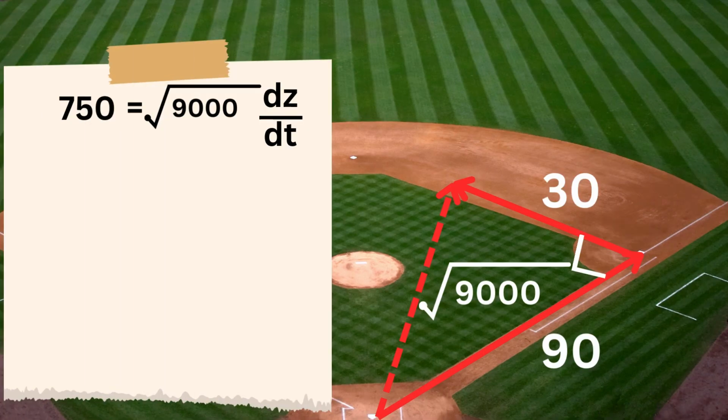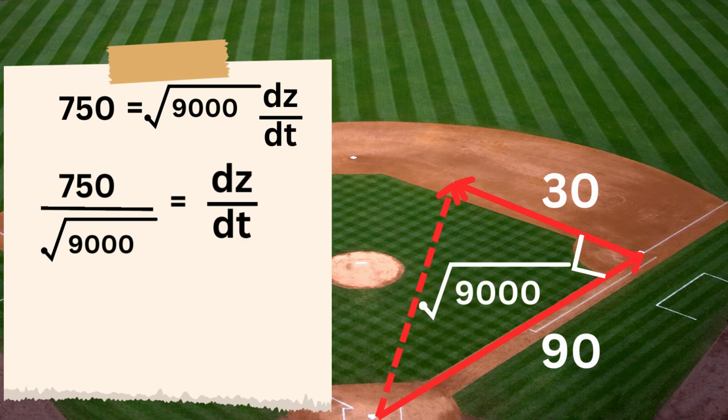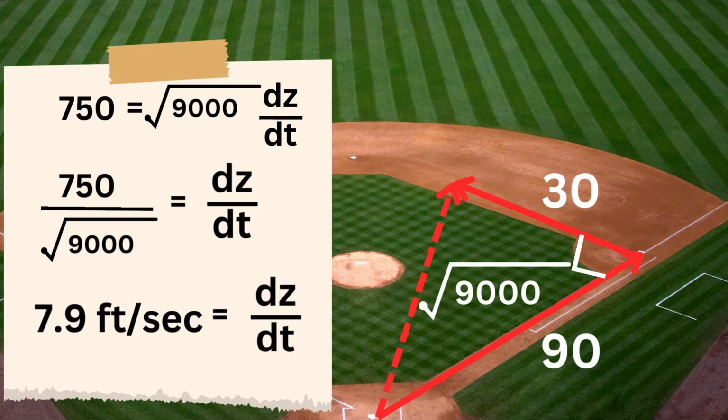So to finish this, solving for dz/dt, we would divide both sides by the square root of 9,000, and then we would get the answer of 7.9 feet per second is equal to dz/dt.